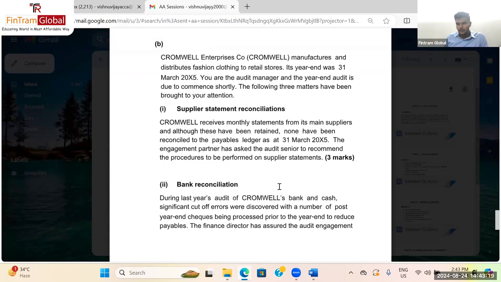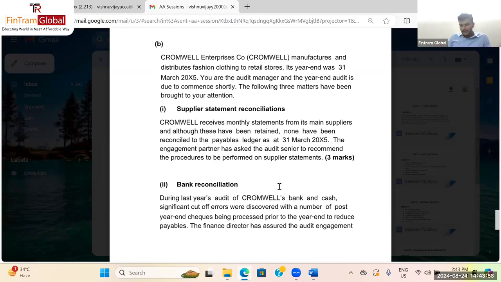So, 3 marks available. 3 procedures need to be written. What kind of audit procedures can we write for supplier statements? We can share the confirmation letter with suppliers, confirm the outstanding balance, and ask them to share the statement. Obtain correspondence, basically the confirmation letters from suppliers, right? That's a procedure. How would you write it?